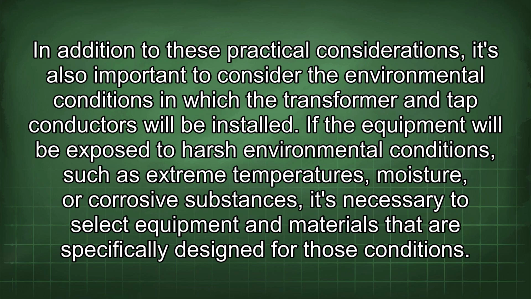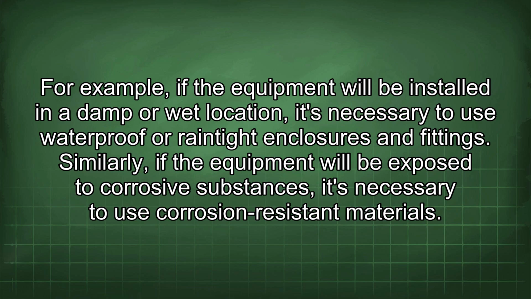In addition to these practical considerations, it's also important to consider the environmental conditions in which the transformer and tap conductors will be installed. If the equipment will be exposed to harsh environmental conditions such as extreme temperatures, moisture, or corrosive substances, it's necessary to select equipment and materials that are specifically designed for those conditions. For example, if the equipment will be installed in a damp or wet location, it's necessary to use waterproof or rain-tight enclosures and fittings. Similarly, if the equipment will be exposed to corrosive substances, it's necessary to use corrosion-resistant materials.